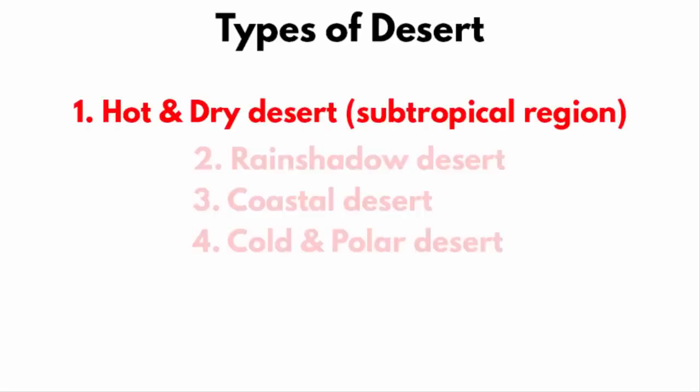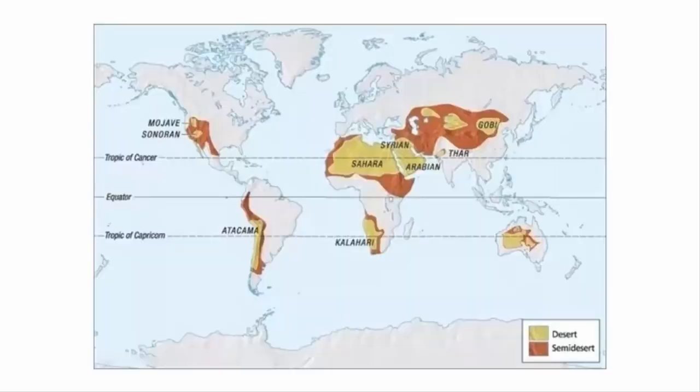The first one is hot and dry desert, which exists in the subtropical region. They exist along the Tropic of Cancer and Tropic of Capricorn. At the subtropical region, pressure differences and circulation patterns of air masses hinder the formation of clouds. That is why there is very little rainfall on the land, which eventually causes subtropical deserts. Basically, a subtropical region is a high pressure zone.